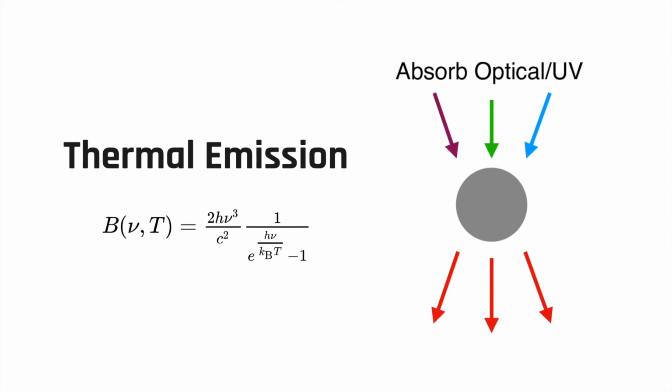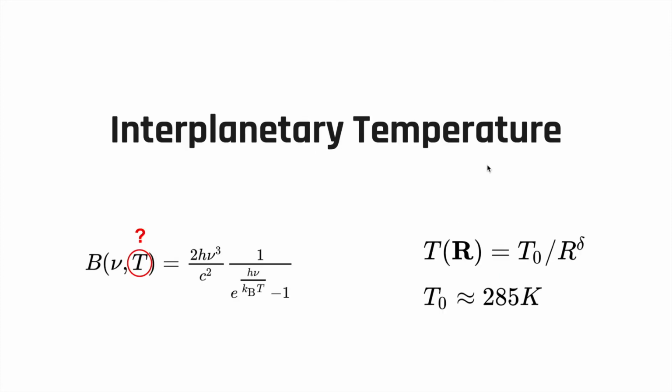But in order to compute the blackbody emission, we need to know the temperature of the various dust grains, which is given by the interplanetary temperature. This is the temperature that the radiation of the Sun heats dust grains to, and it is assumed that it falls with distance from the Sun as 1/r to the power of some delta. T0 is the interplanetary temperature at 1 AU.